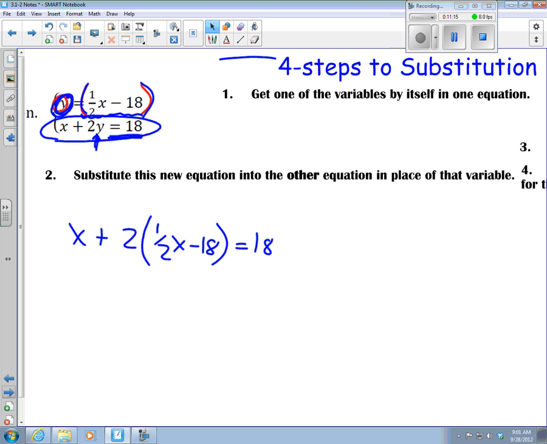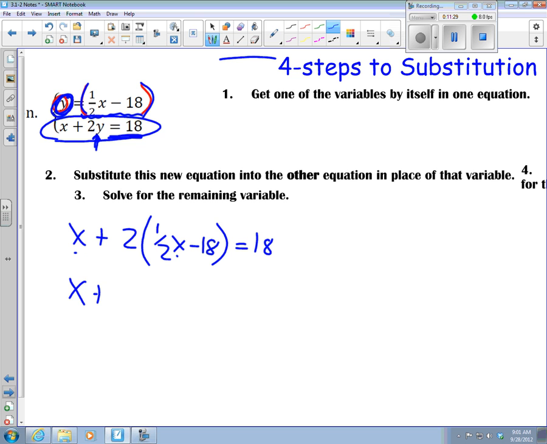Okay, so we did that. And number 3 here, solve for the remaining variable. So if you notice, I have an x here and an x here. I don't have any more y's, so I can solve this equation for x. And I end up with x plus, well, 1/2 times 2 is 1, so that's x. 2 times that is negative 36 equals 18. So 2x minus 36 equals 18.